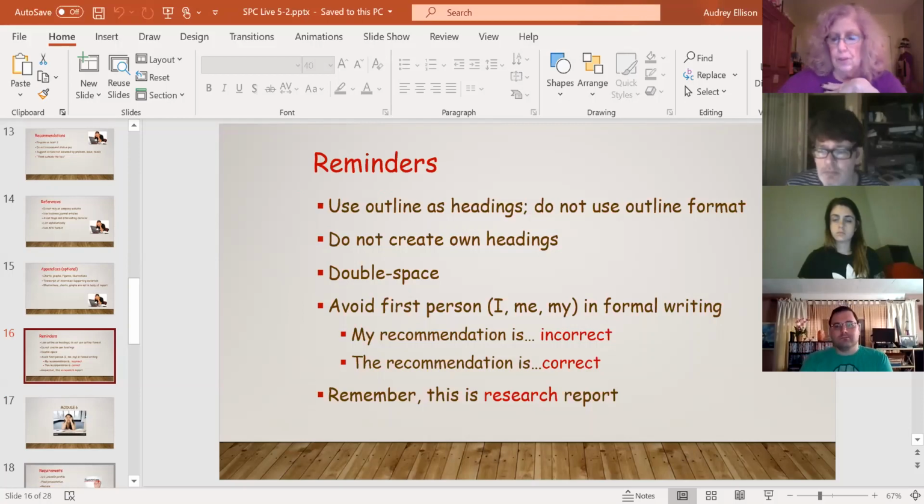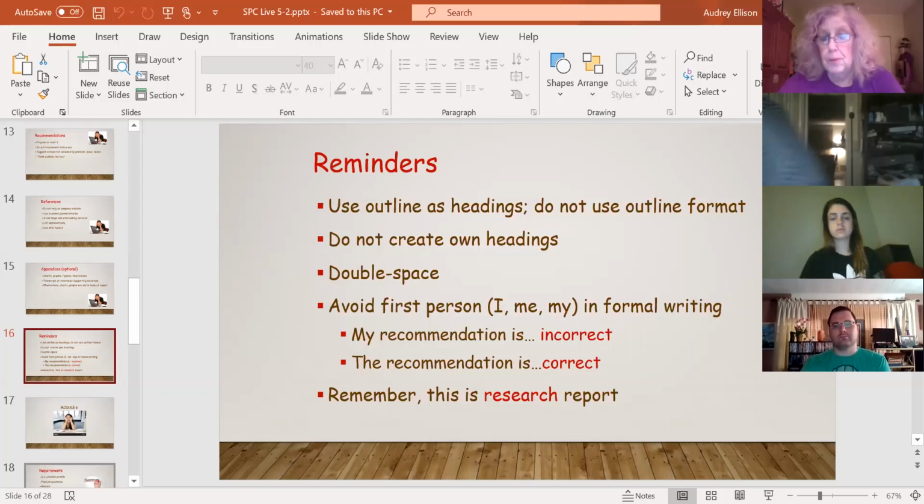But you don't want to do it Roman numeral 1, executive summary, Roman numeral 2, background information. So you don't want to use the Roman numeral format. I already said don't create your own headings, double space your paper. Formal reports avoid first person, which is I, me, my. So my recommendation would be incorrect. The recommendation would be correct. And remember, this is research.